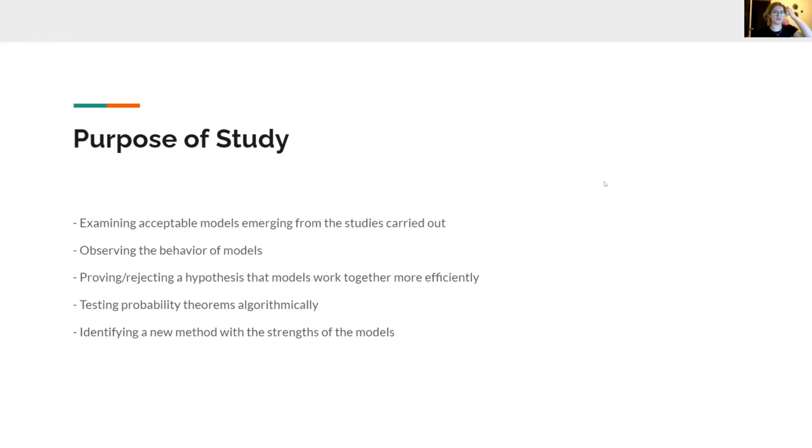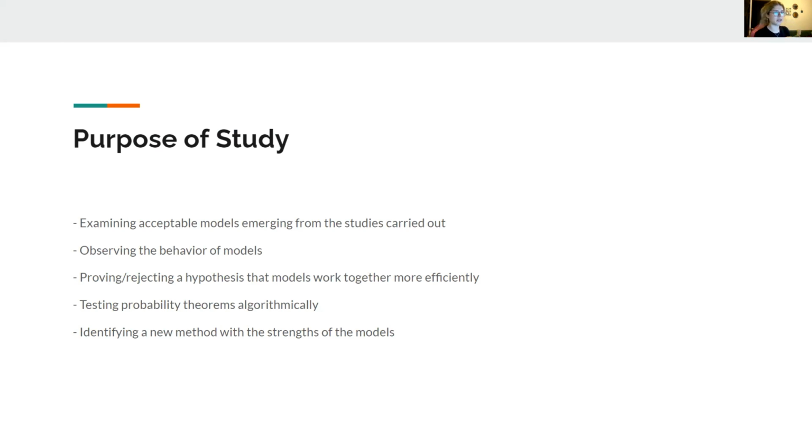The purpose of this study, firstly, is to examine the previous models that have been gained from previous research, what the acceptable approaches are that have been studied, and to observe the behavior of these models. We have a hypothesis that models work together more efficiently because every model has a different feature and a different perspective of the data, and we test probability theorems algorithmically.